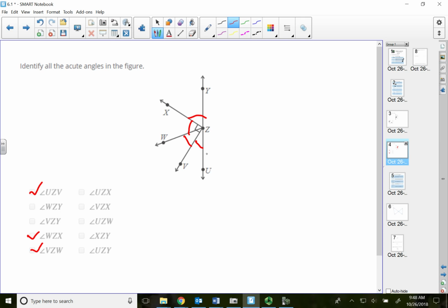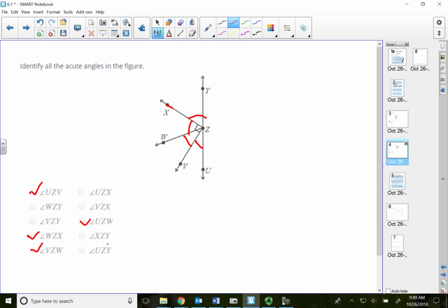UZX, that is not an acute. All right, V to Z to X is actually a right angle, so that's not it. All right, UZW, U to Z to W. Okay, this is going to be an acute.